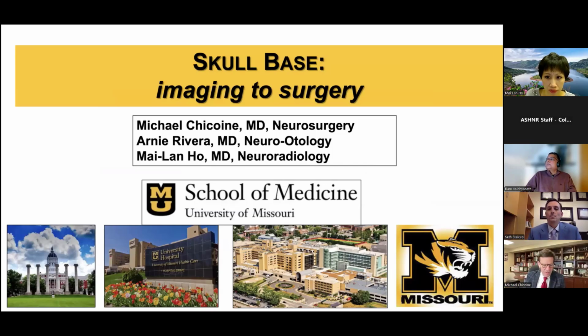We're going to talk some about the imaging in skull base and how we translate that into our clinical and surgical management of these patients. Probably have a few too many slides here, so we'll skip through these as they are of interest.